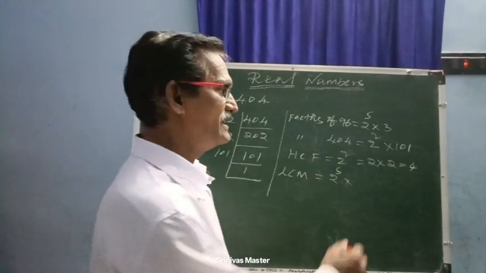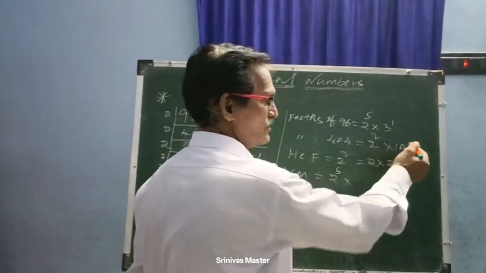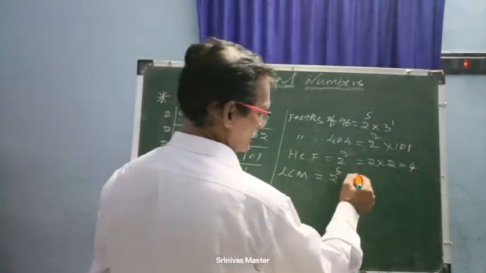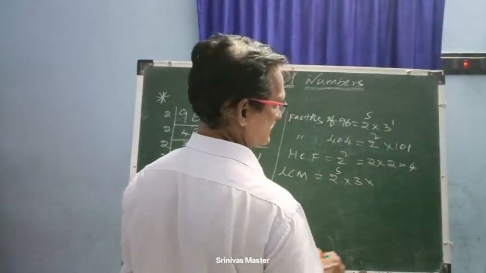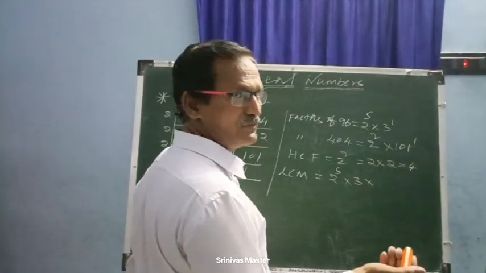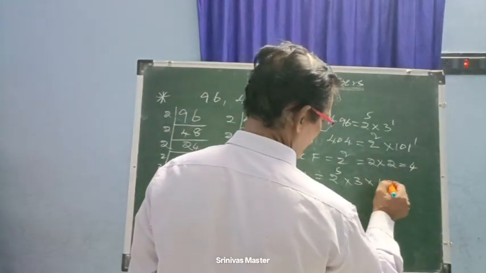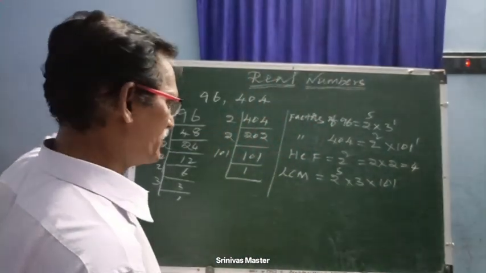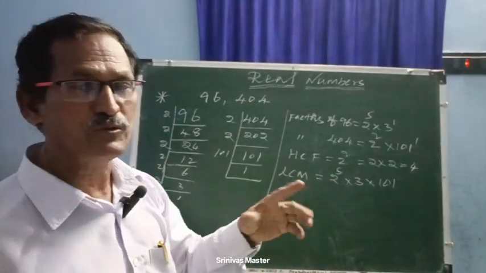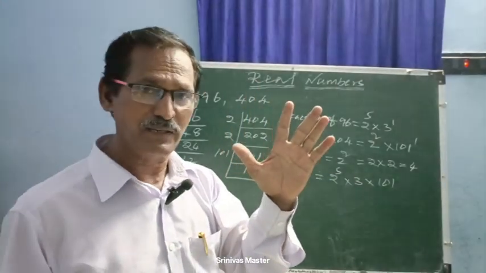Then, 3 appears only one time, and nothing more, so we take 3 as the highest. And 101 is also only one time, so we take 101 also. Now, children, we can see how much this product will be. 2 to the power of 5 means 2 how many times? 5 times. Just multiply.